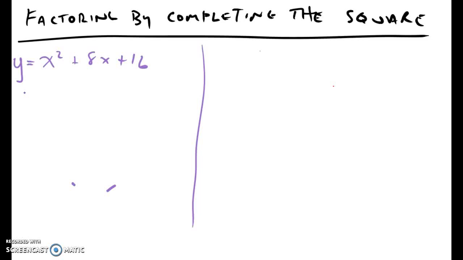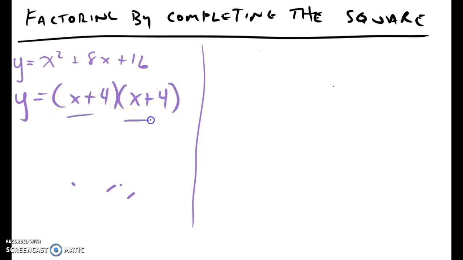the square. You factor by completing the square when you're unable to factor. So this is just a method to get around factoring. So y is equal to x plus 4, x plus 4. And they call these perfect squares because your binomials are the same.